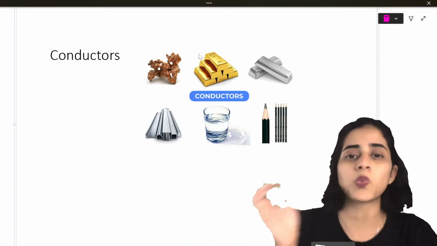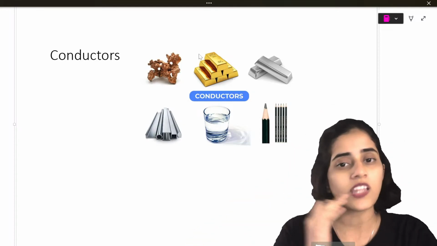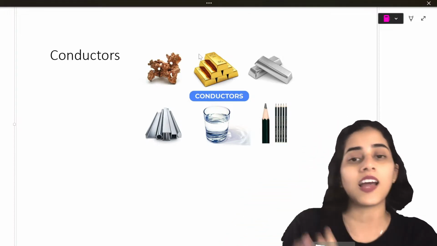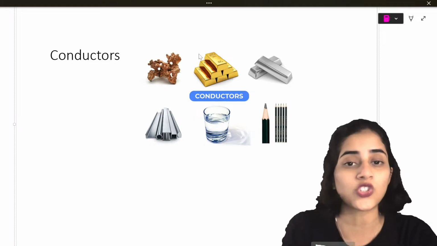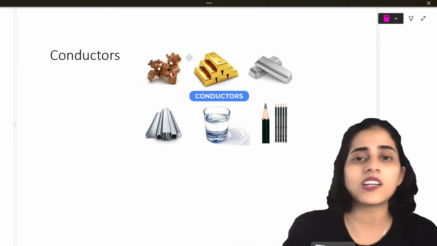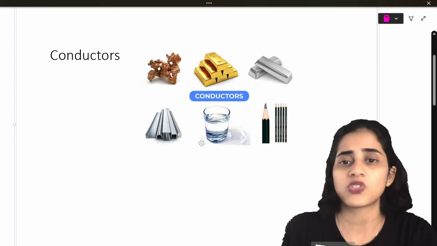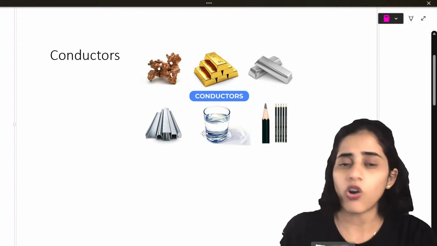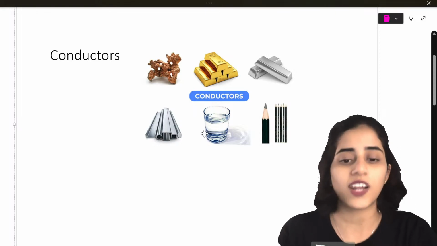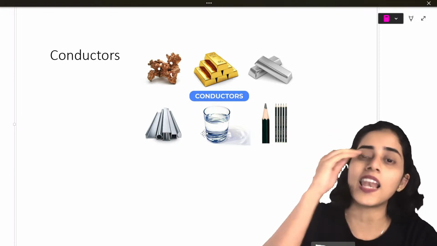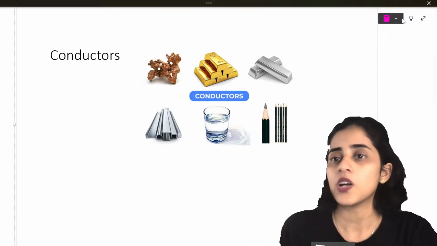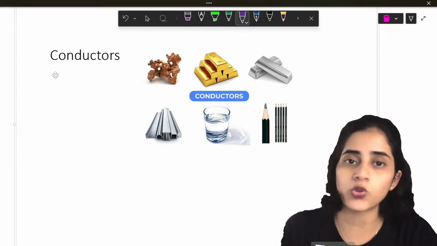So in this chapter, we are talking about electricity. So let's forget about the heat part. We will talk about how conductors allow electricity or electrons to pass through. Here are some pictures of conductors. There's gold, iron, graphite, water. All of these are different kinds of conductors. What they do is they allow electrons to pass through them. Okay. So what do conductors do?